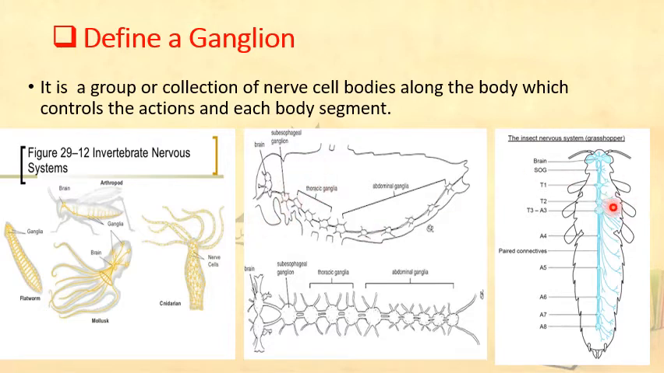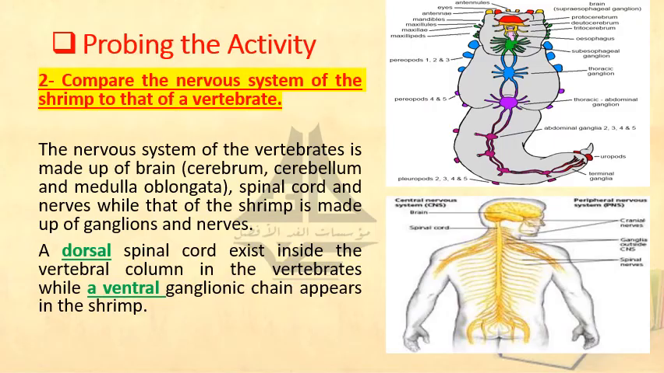Look at the nerves. So the nervous system of the invertebrates consists of ganglia and nerves. Here we've got the nervous system of the shrimp, like in your book. They are showing you the nervous system of the shrimp as well as the nervous system of the human body. I want you to compare the nervous system of the shrimp to that of a vertebrate such as the human body.